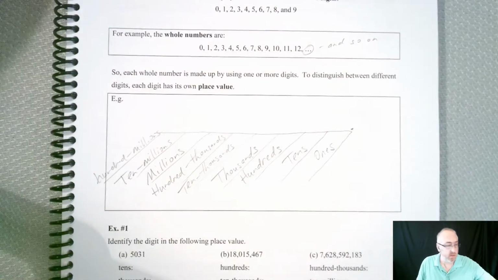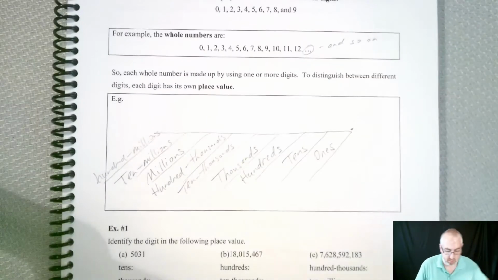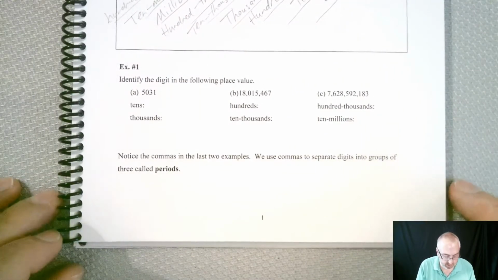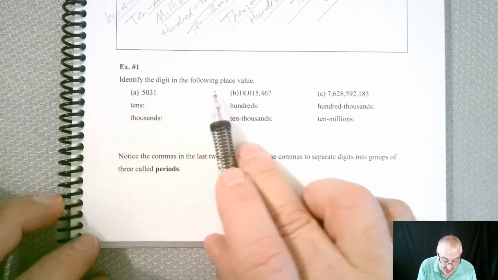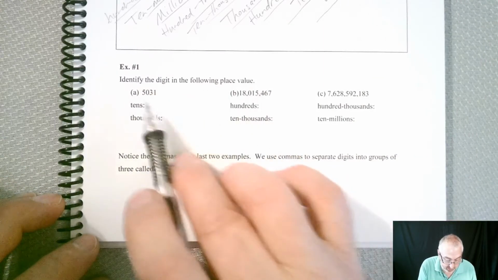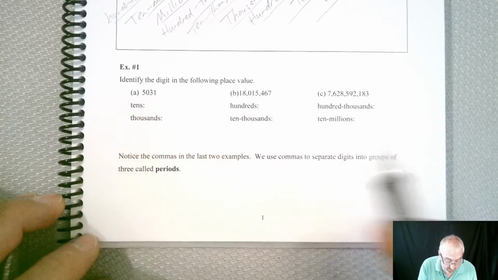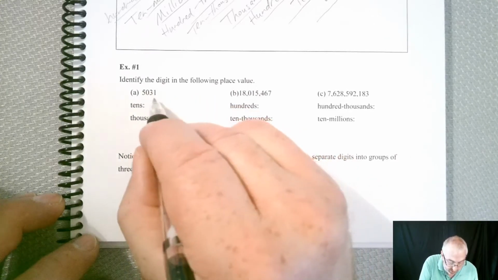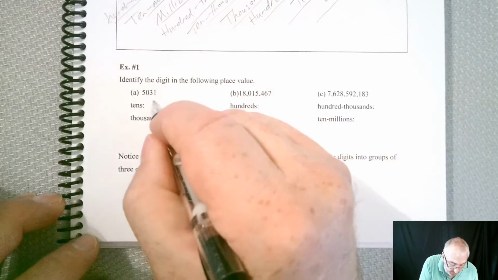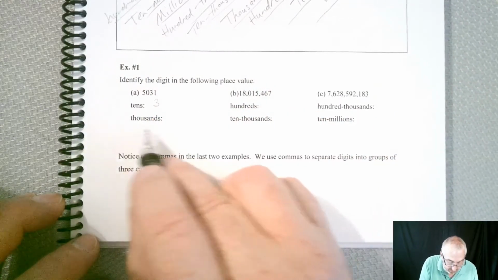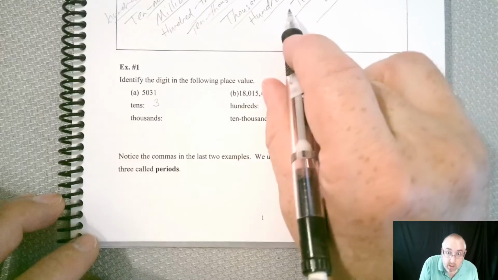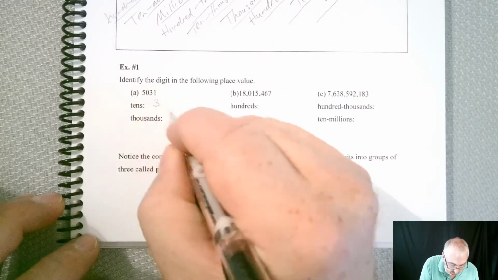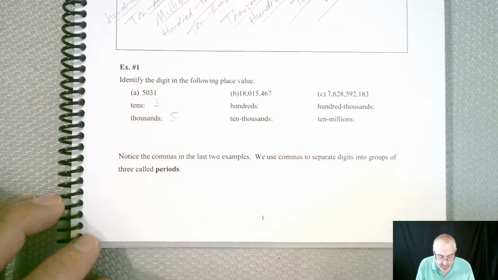So let me just clear some space here so I can move this up. Now we've got some examples. I just want you to identify the digit in the following place value. We've got 5031. They want the tens, the digit in the 10 spot. We can see that should be the second one, so that better be the 3. And then the thousands. Again, ones, tens, hundreds, and then thousands. So that's going to be the fourth one, so that's going to be a 5.